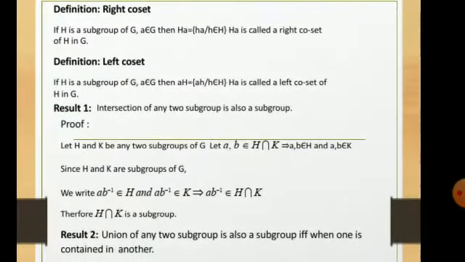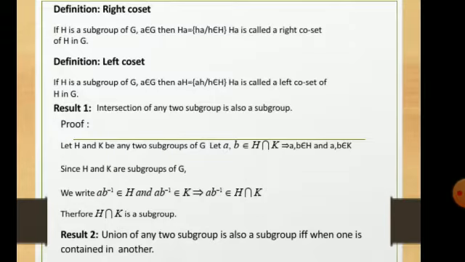Today we are going to discuss the topic right coset and left coset. First of all, let us see what a right coset is. If H is a subgroup of G and a belongs to G, then Ha is equal to {ha : h belongs to H}. Ha is called a right coset of H in G.